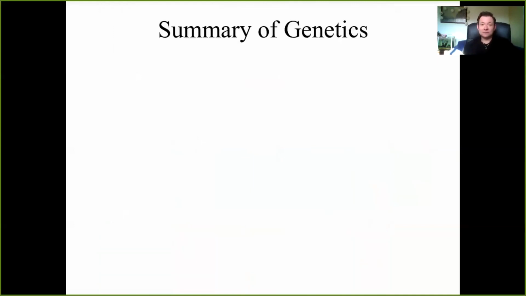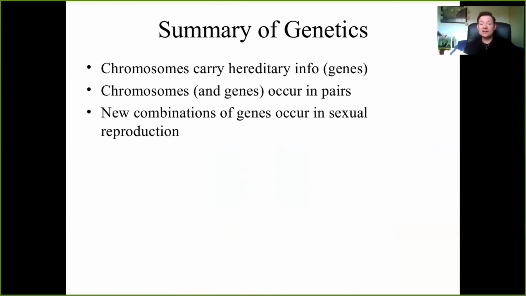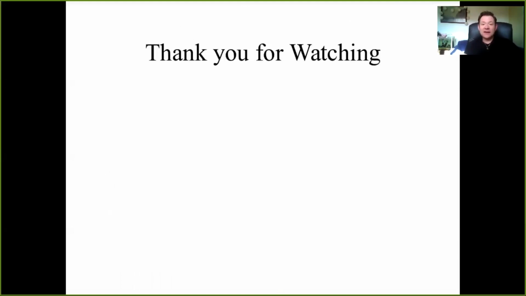Okay, so summary of genetics. We've gone through quite a bit. Let's summarize. Chromosomes carry hereditary info, genes. Chromosomes and genes occur in pairs. New combinations of genes occur in sexual reproduction. Monohybrid crosses, one set of traits, versus dihybrid crosses, different traits. Mendel's principles: dominance, one allele masks another, not always, but sometimes. Segregation, genes become separated in gamete formation. Independent assortment, members of one gene pair segregate independently from one other gene pair during gamete formation.